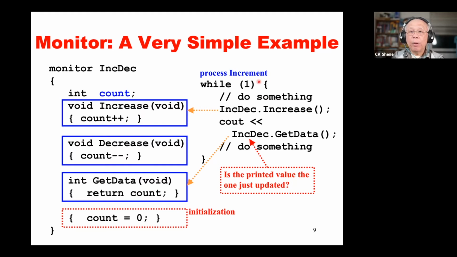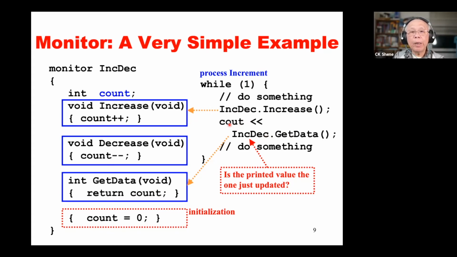So a process that keeps increasing the value would be something like this. Use the dot notation. This process calls the increase procedure of the inc-dec monitor, so add 1 to the counter, and then calls the get data procedure to get the current value of count and print it out. Here I use C++ syntax.